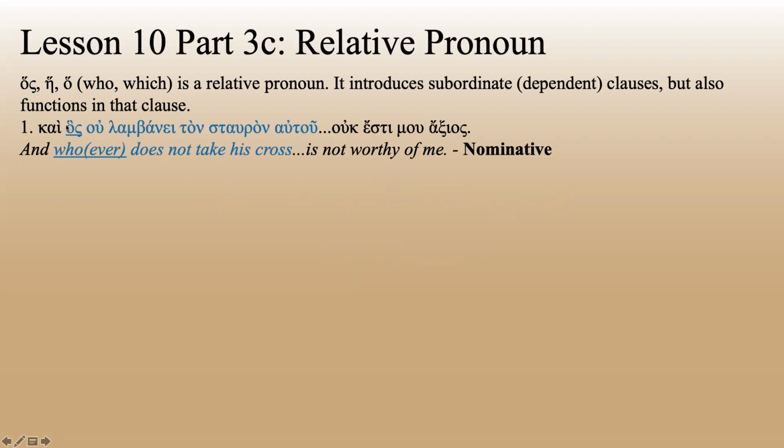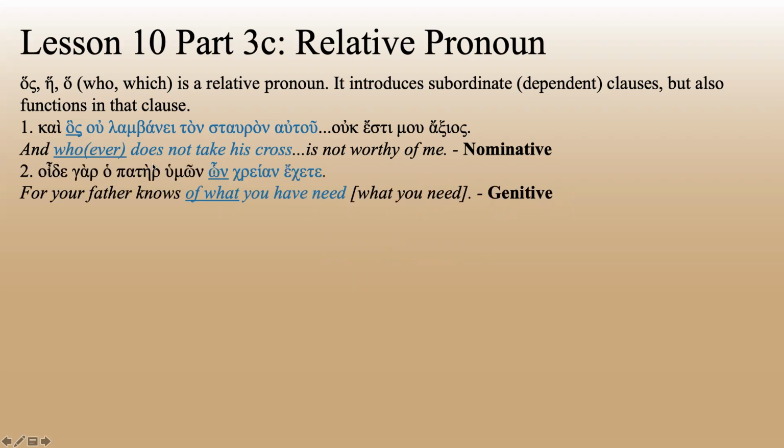Here, hos is in the nominative because inside of this dependent clause, the portion in blue, hos is functioning as the subject. Does take is the verb in this clause. Who does take? Well, whoever does take his cross. It's the subject of this clause.